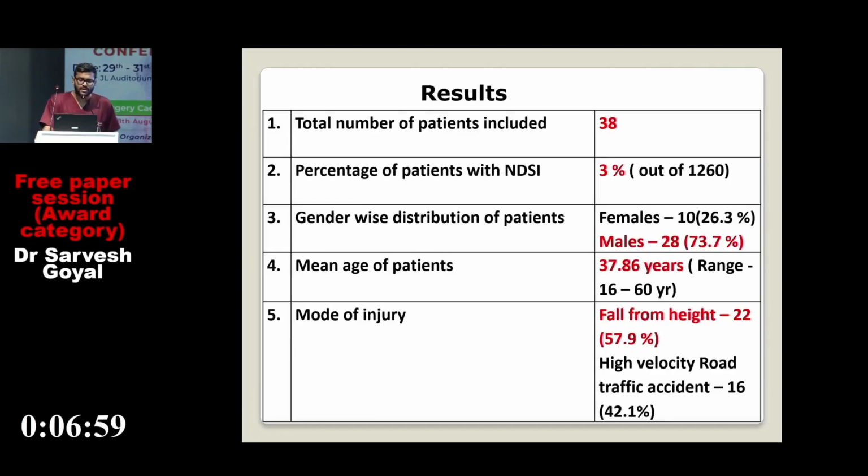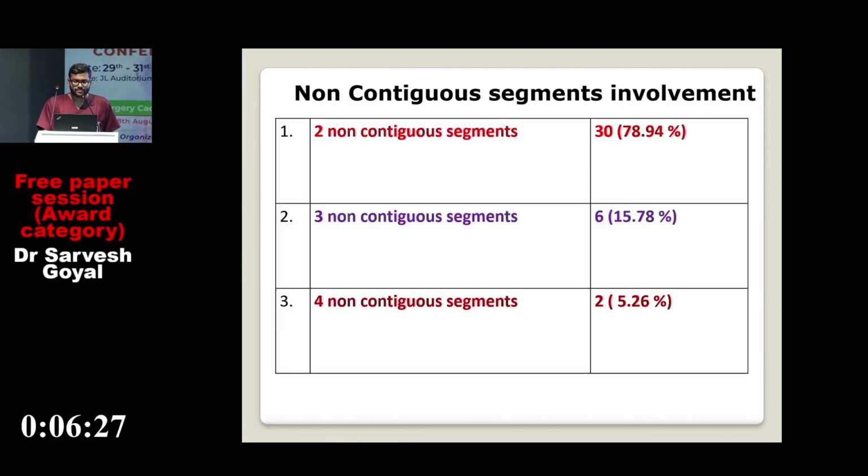The results were as follows. We included a total of 38 patients. These 38 patients were 3% of the total 1260 patients admitted with spine injury during this period. Most of the patients were male, 73.7%, and the mean age was 37.86 years. The most common mechanism of injury was fall from height, comprising about 57.9% of injuries, followed by high velocity road traffic accidents, at 42.1%.